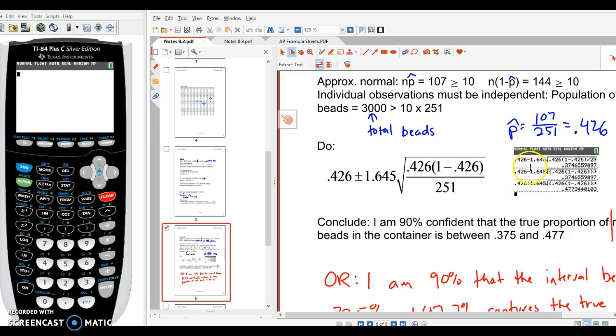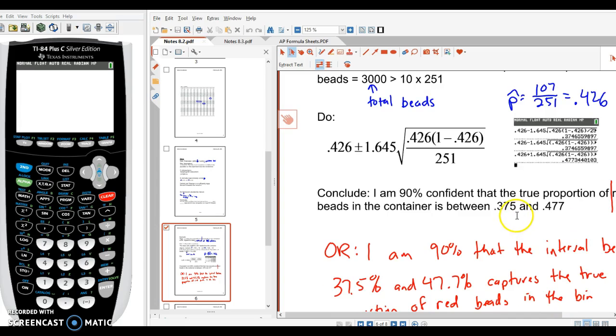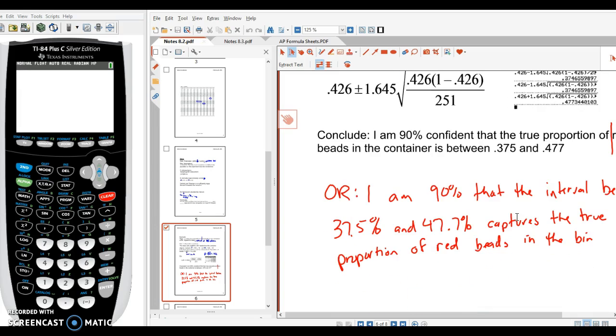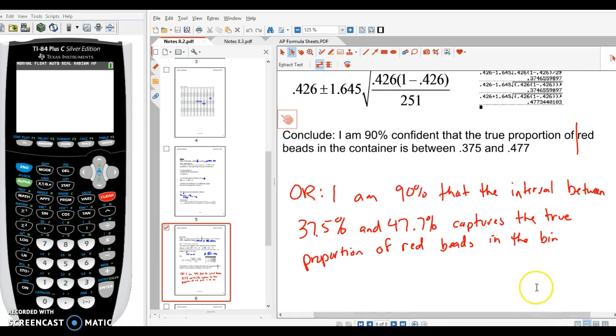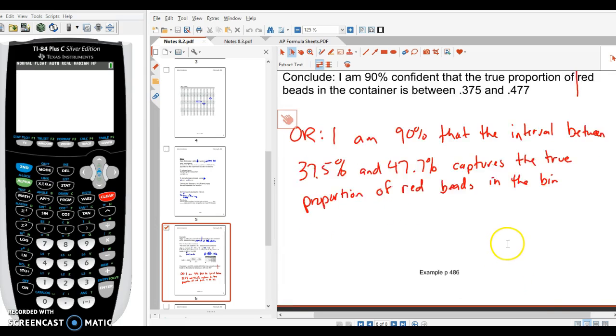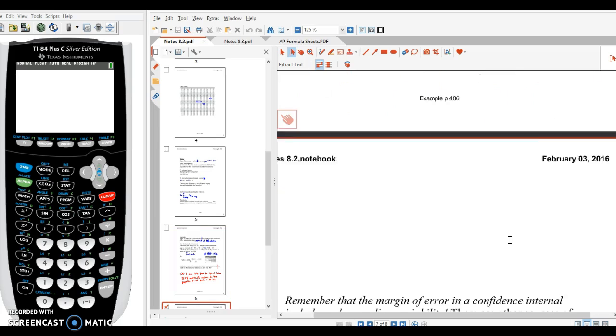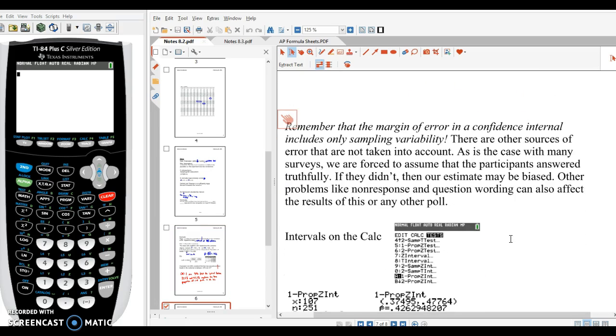Calculate it, and you would get between 37.5 and 47.7%. So you would have your conclusion. I am 90% confident that the true proportion of red beads in the container is somewhere between 37.5 and 47.7, or I am 90% confident that the interval between 37.5% and 47.7% captures the true proportion of red beads in the bin. That's just two ways that you can give your answer or your conclusion.